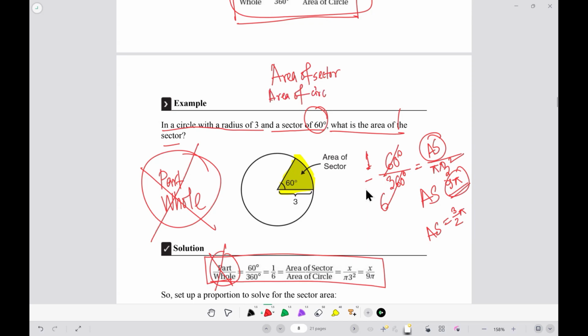The area of the circle is not given directly, but abstractly it is given because we already know the radius of the circle. So we can definitely find the area of the circle. We already know the area of the circle, and we just need to find the area of the sector.